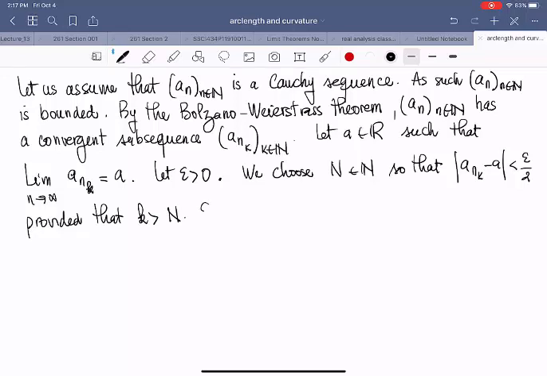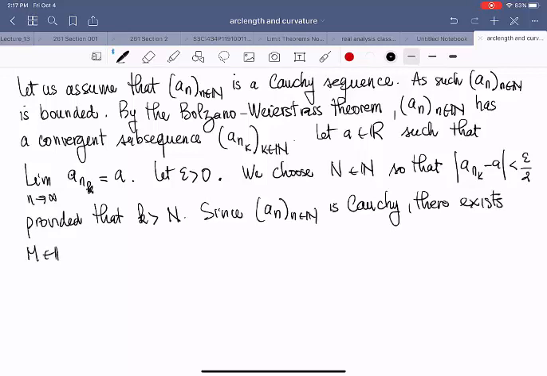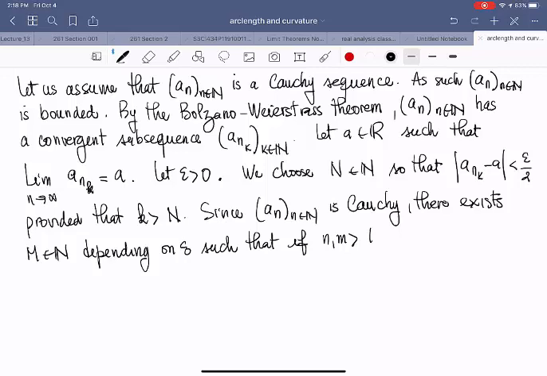And since a_n is Cauchy, there exists M, which is a natural number depending on epsilon, such that if n and m are greater than M, then the distance between a_n and a_m is less than epsilon over 2.